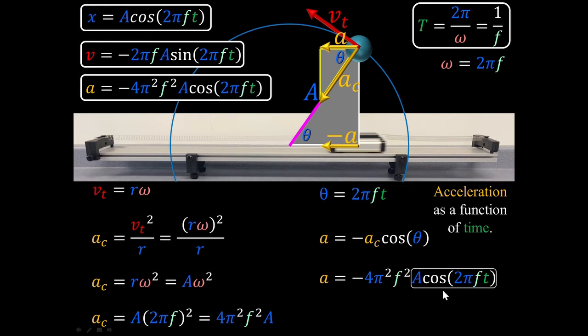One more piece I'm going to do. Remember that this right here, A cosine of 2 pi ft, is our position. So I'm substituting all of that in for our position. We're going to do a lot more with this in our next video.